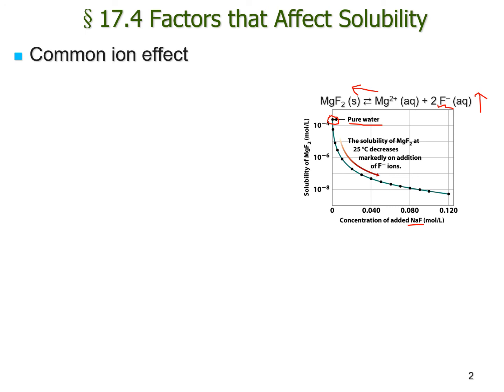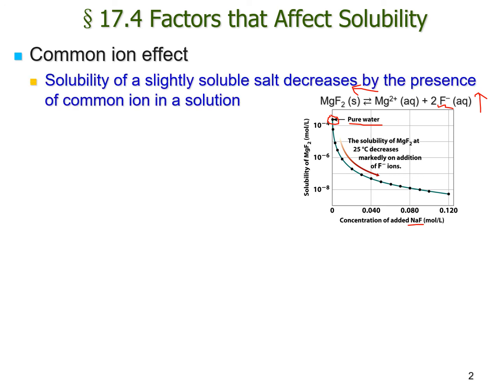It shifts to the left, that means it's no longer dissociated that much. So there's going to be more solid that stayed undissociated, undissolved. So that means by introduction of fluoride, the solubility of a slightly soluble salt like magnesium fluoride will decrease in its solubility by the presence of the fluoride, which we call a common ion.